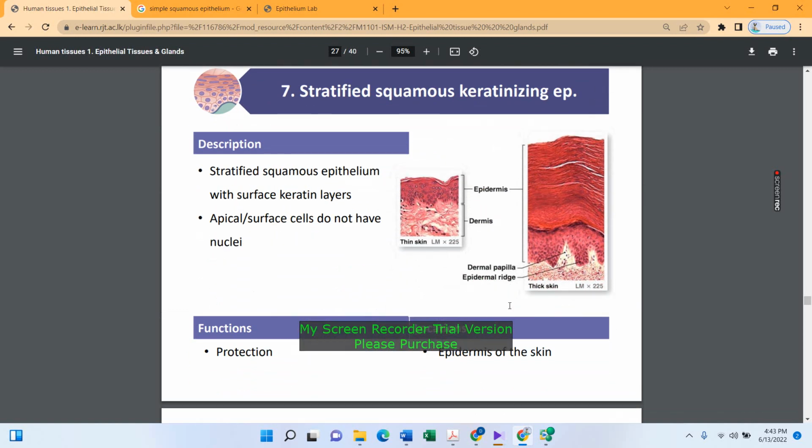Then stratified squamous keratinizing epithelium. Stratified squamous keratinizing epithelium has surface keratin layers, and the apical surface cells do not have a nucleus. When it comes to the uppermost surface, it is the same as stratified squamous epithelium but with surface keratin layers, so the apical cells do not have nuclei. They provide protection, so they are found in the epidermis of the skin. In the epidermis of the skin, you can find this stratified squamous keratinizing epithelium.